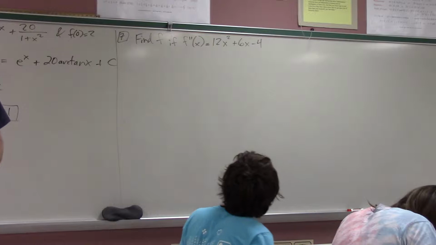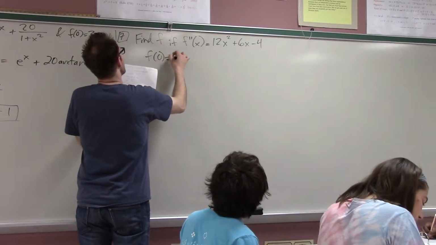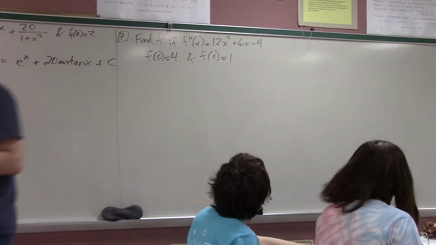Mr. Rose, it sounds like we would need to have 2 initial conditions. Well, here they are. f of 0 is 4, and f of 1 is 1. Go. What?